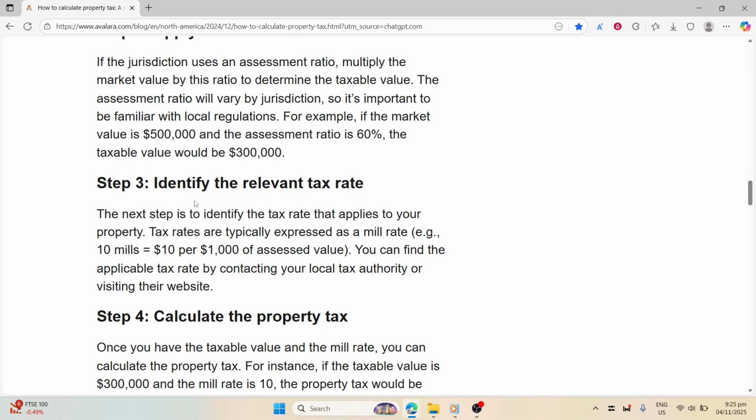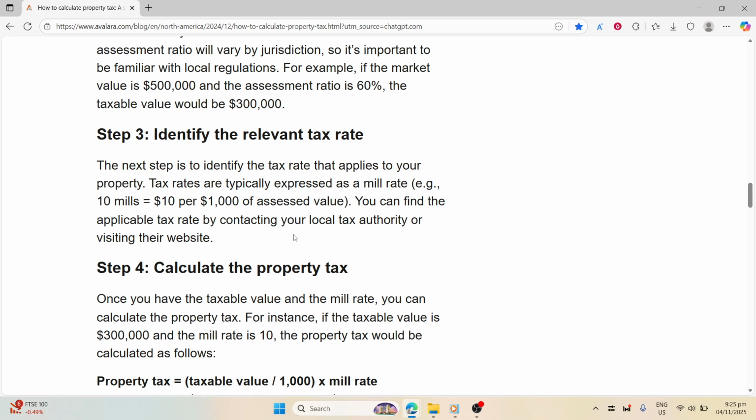Now let's find the relevant tax rate. This rate, often expressed as a mill rate, determines how much tax you actually pay. The mill rate might be something like 10 mils, meaning you pay $10 for every $1,000 of assessed value. You can usually obtain the current mill rate by reaching out to your local tax authority or checking their website.